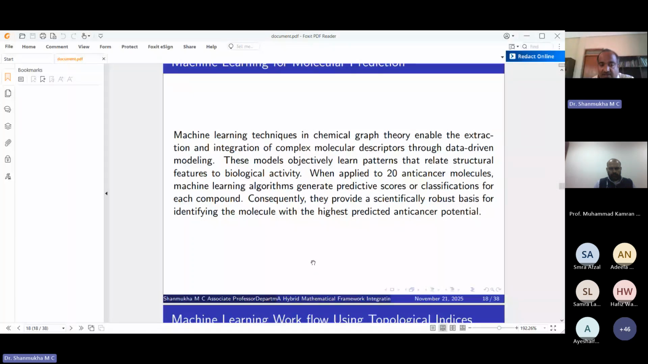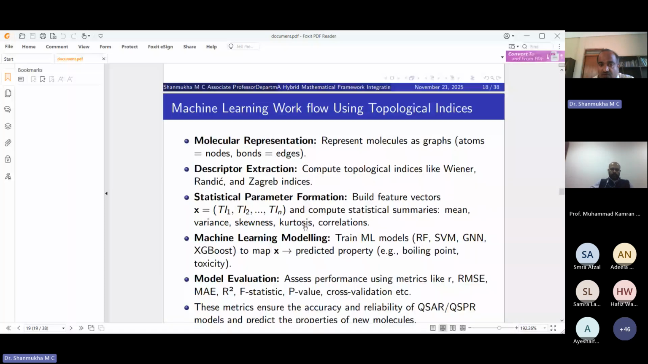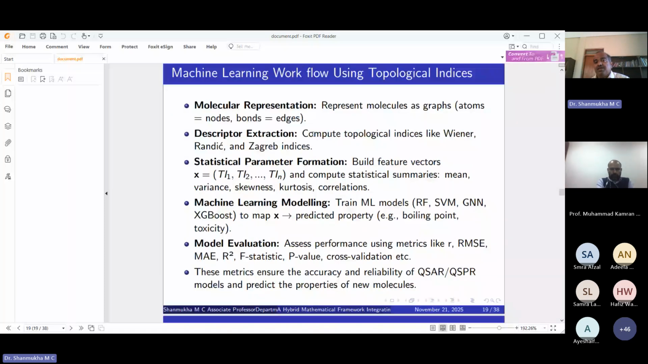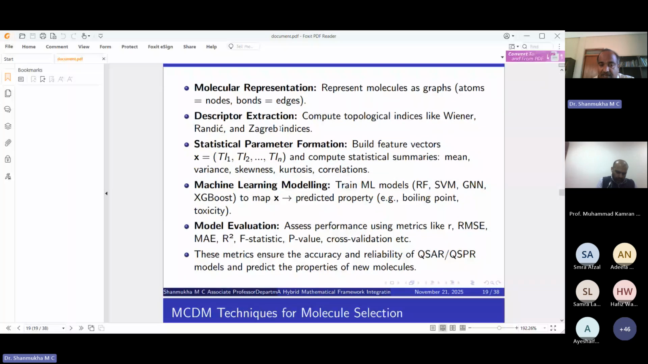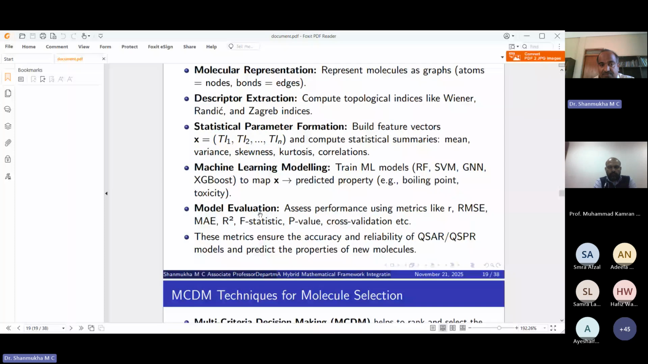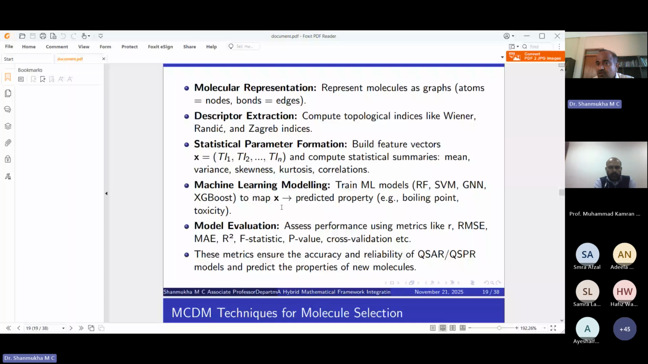So next we move on to the machine learning workflow using topological indices. These are the steps involved in machine learning. The first is molecular representation, the second is descriptor extraction, the third is statistical parameter formation, the fourth is machine learning modeling, and the fifth is model evaluation. So the first one is molecular representation. First, we represent the molecules as graphs, with atoms as nodes and bonds as edges.